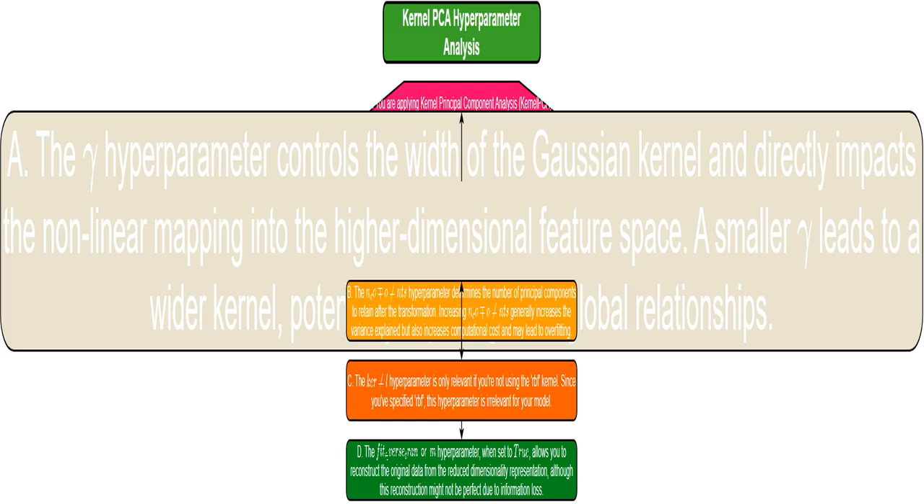The gamma parameter in the RBF, radial basis function, kernel controls how wide or narrow the Gaussian curve is. A smaller gamma creates a wider curve, capturing broader trends in the data. A larger gamma makes a narrower curve, focusing on local details. Imagine it like this. A wide lens captures a whole landscape, a narrow one, a detailed close-up.